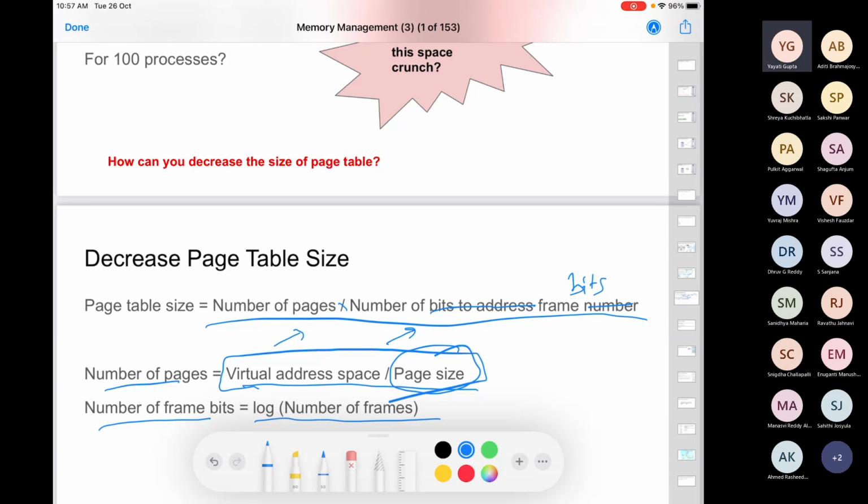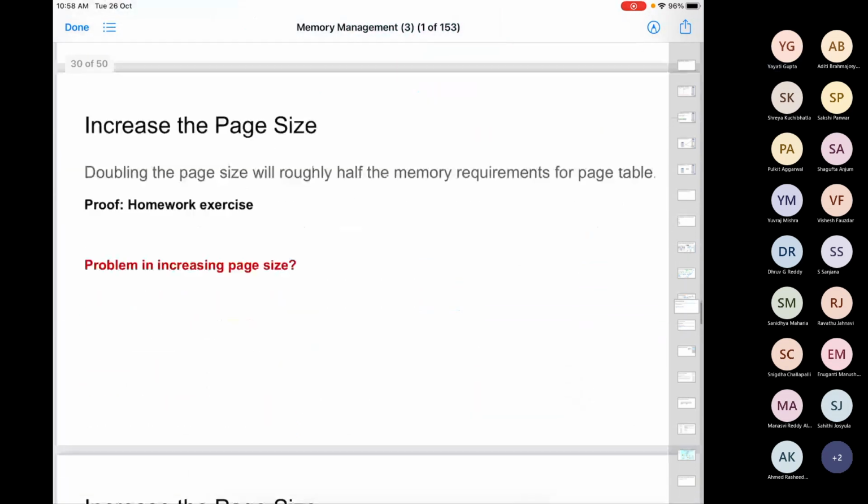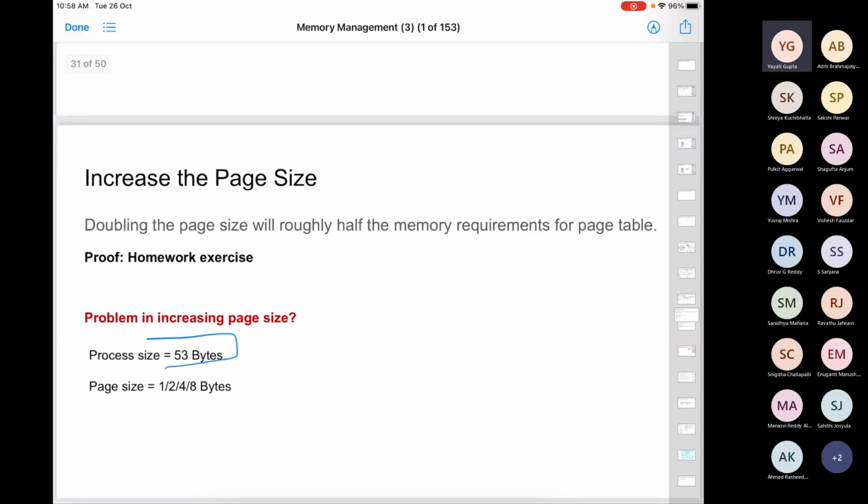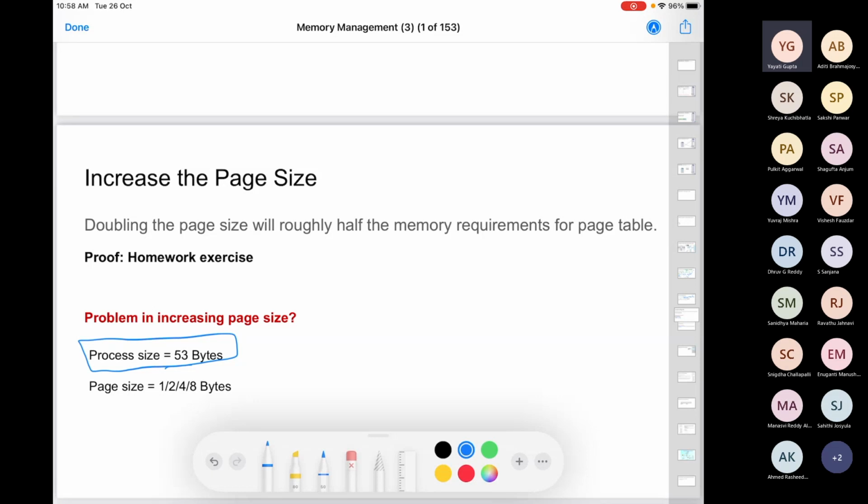So with small pages, let's say 1 page is 1 byte, right? That doesn't make sense because then you will have an enormous number of pages, which we don't want. Then you increase your number of pages. So take a look at this example. Let's say you have a process size which is 53 bytes. You can have varying page sizes. You can have a page of 1 byte, 2 bytes, 4 bytes, 8 bytes, 16 bytes, and so on and so forth. So what is the problem associated with increasing this page size?